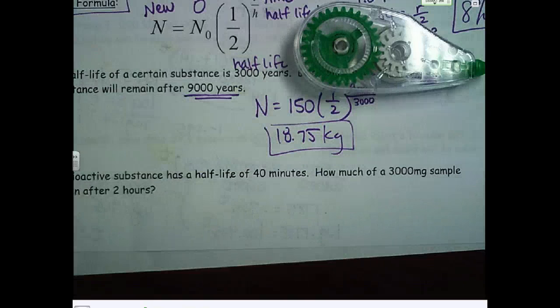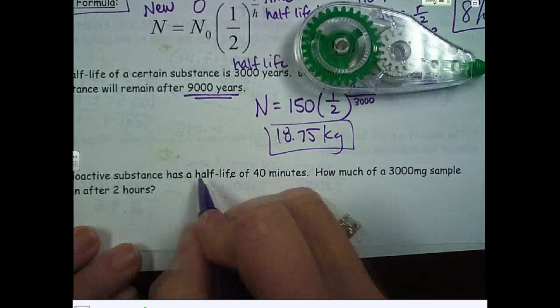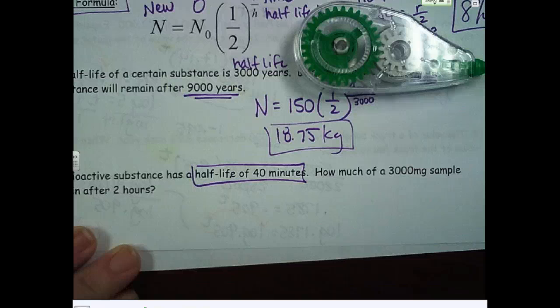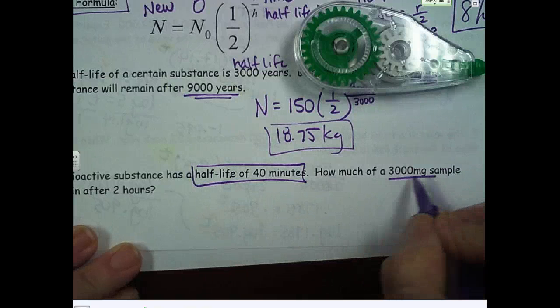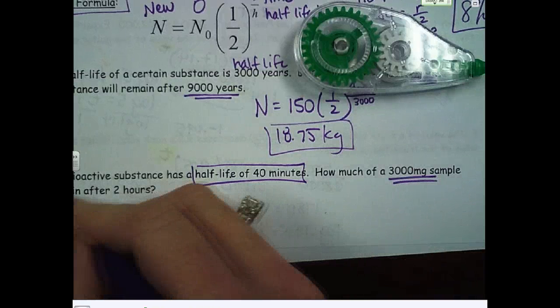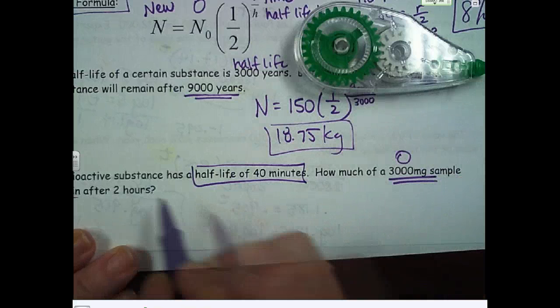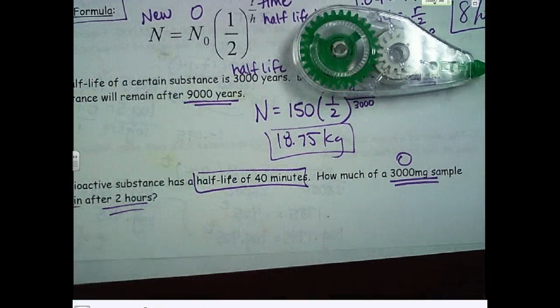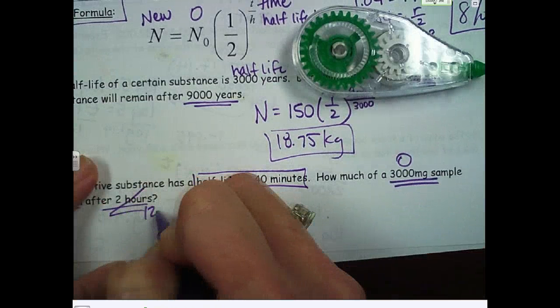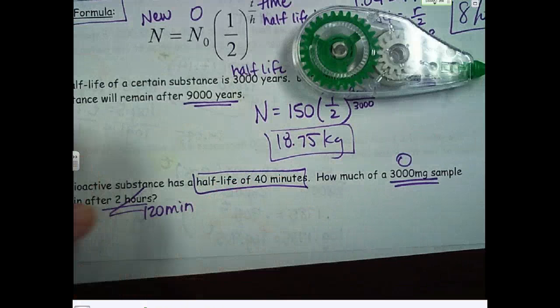Okay, what's the half-life time, guys? 40 minutes, that's the H. How much of a 3,000 milligram sample will remain? So this is the original after 2 hours. Okay, the issue is I've got minutes and hours, so convert the hours. So 2 times 60 would be 120 minutes. Can you also turn from 40 minutes to? Yes, it's fine.